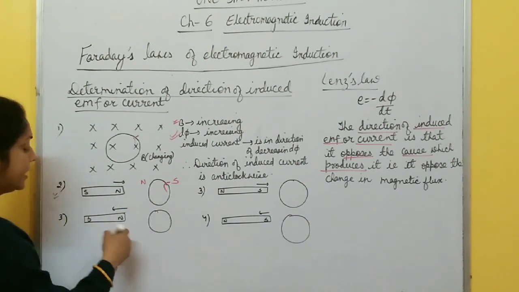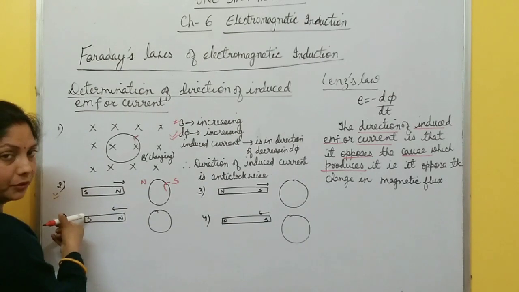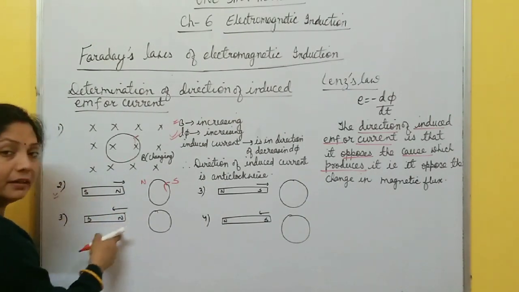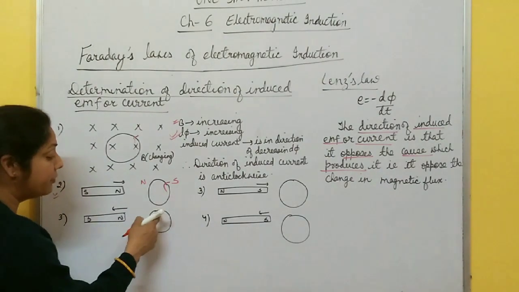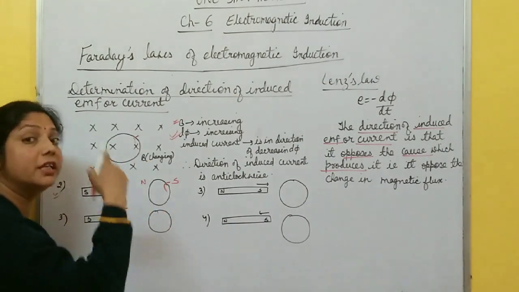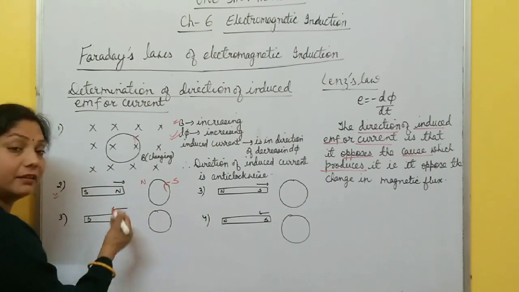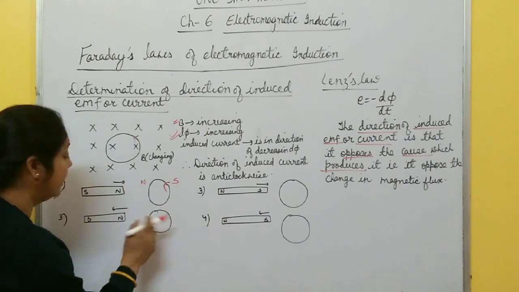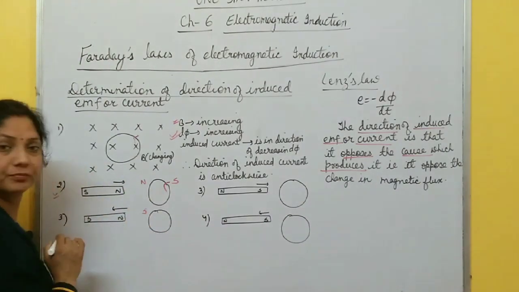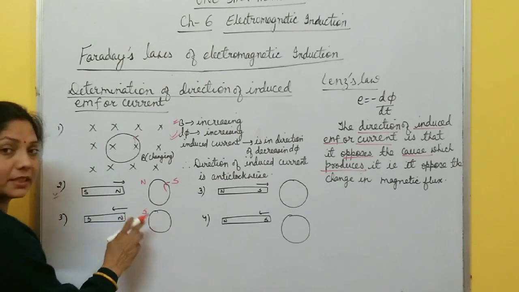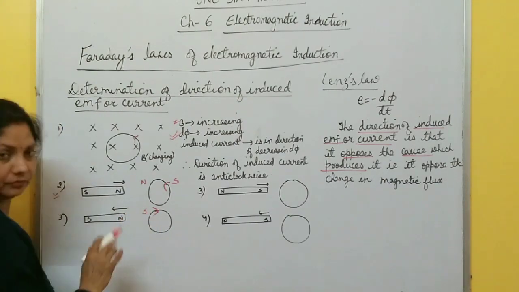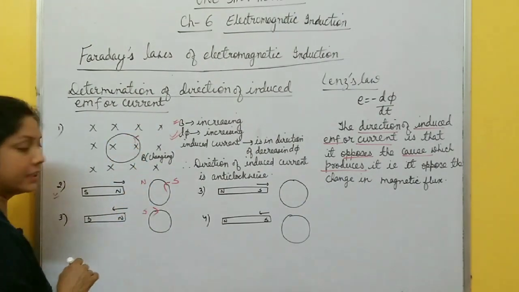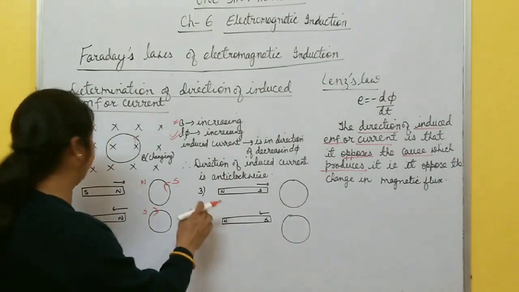Now, in the next case, if the magnet is moving away from the coil, again there is a change in magnetic flux. But in this case, magnetic flux is decreasing. So the direction of induced current is such that it tries to increase the magnetic flux, and magnetic flux increases only if this magnet moves towards the coil, and it moves towards the coil only if this side is south. South pole means the direction of current is clockwise, right? I think it's clear.